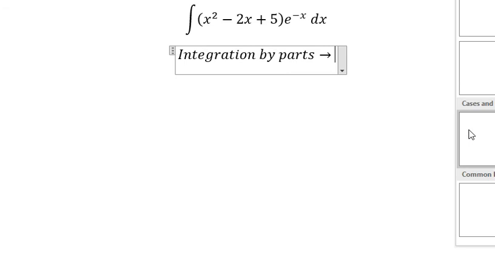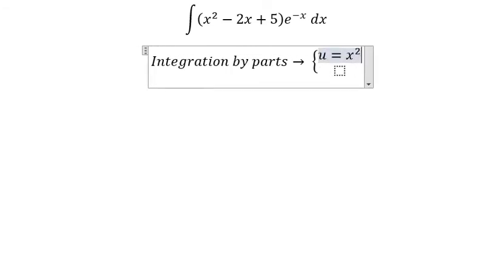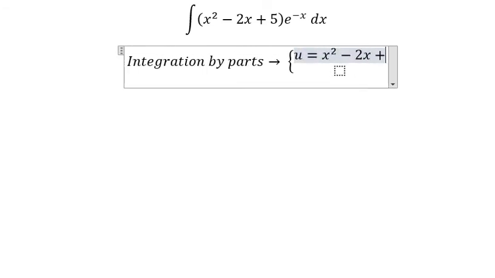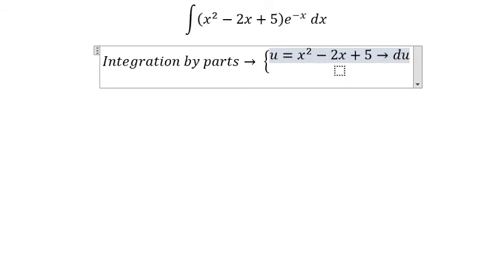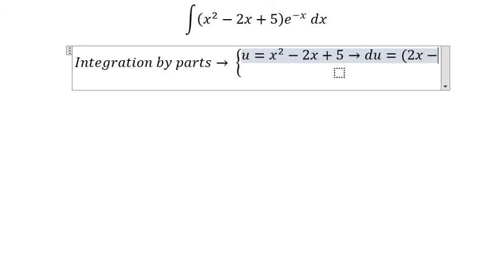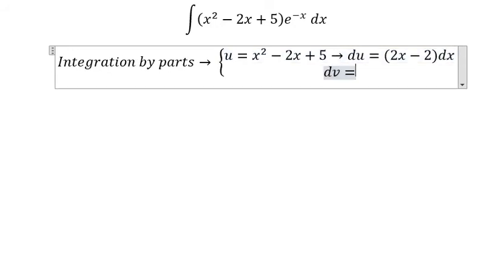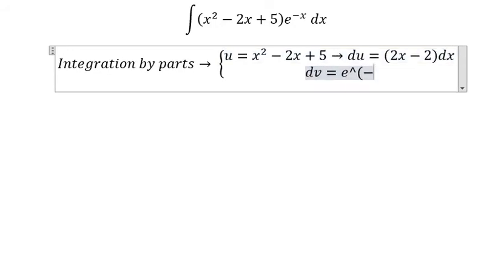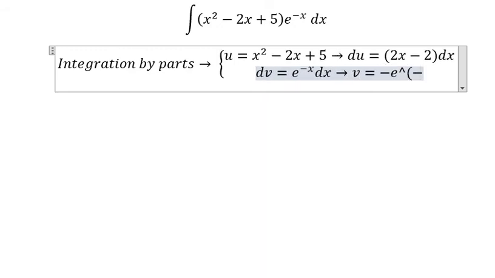So we put u equals s squared minus 2s plus 5. If we take the first derivative, you get du equals 2s minus 2. dv, we get e to the power of negative s ds. v, we get negative e to the power of negative s.